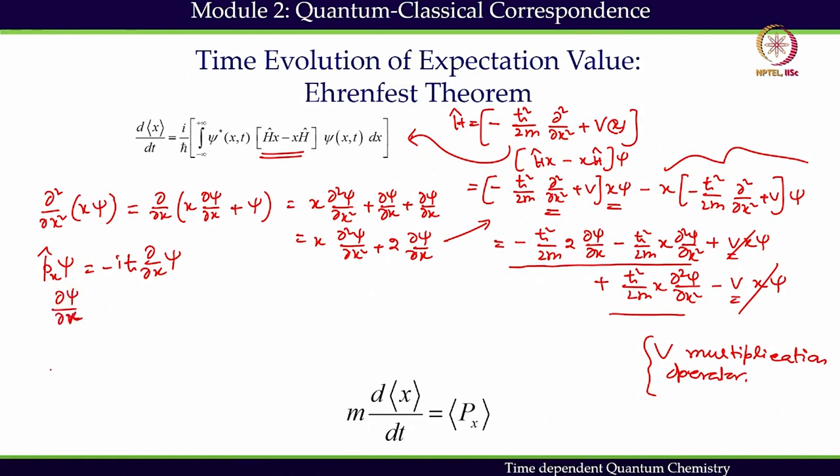So one can write down that this first derivative with respect to x is nothing but 1 by minus 1 by i h cut momentum operator acting on psi. This part is also cancelling out. So finally I get minus h cut square by 2m times this, and the 2 can also cancel out. So I can plug that in here. I get this commutator.